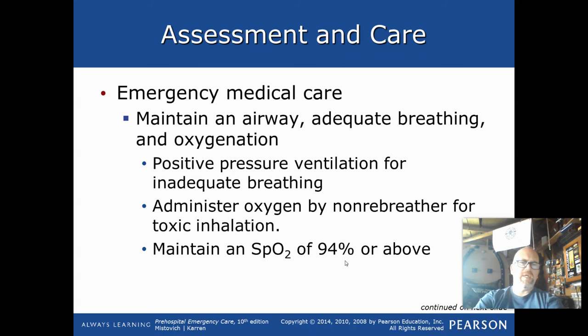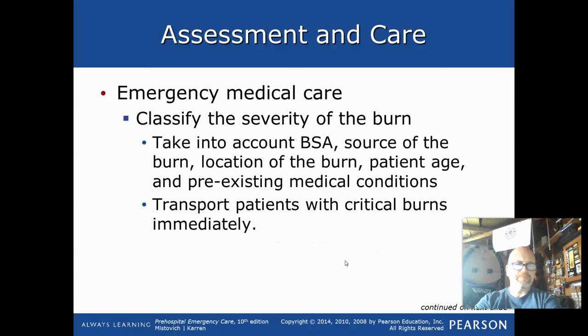Emergency medical care, maintain an open airway, adequate breathing and oxygenation. Make sure to give them oxygen. This is a benefit for them. Positive pressure ventilation for inadequate breathing. We're going to breathe for them. Remember, this is going to be something that's really going to affect their lungs and their breathing capacity. Administer oxygen by non-rebreather for toxic inhalation and maintain an SpO2 of 94 or above. And that's something we understand now directly. SpO2s need to be 94 or above.